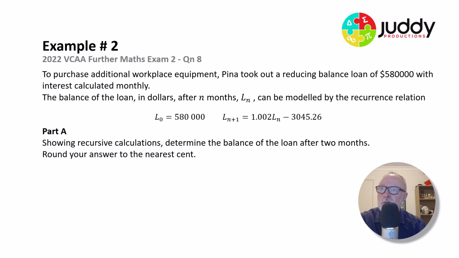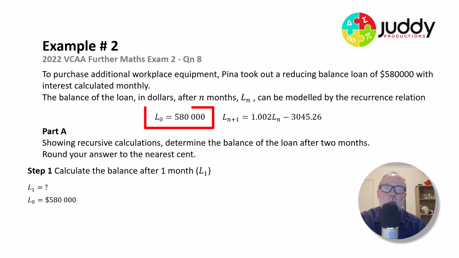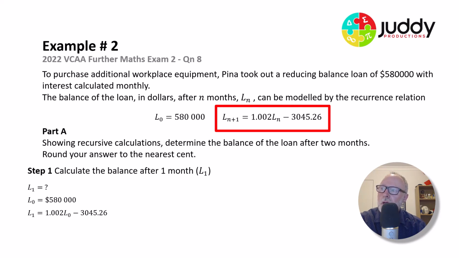Round your answer to the nearest cent. So step number 1, let's calculate the balance after 1 month, that is L1. So L1 is what we're after. L0, the original balance, was $580,000. And there's our recurrence rule. L1 equals 1.002 times L0, take away 3045.26.